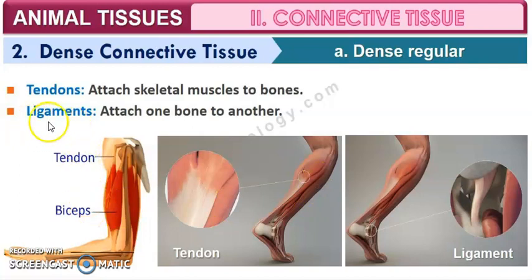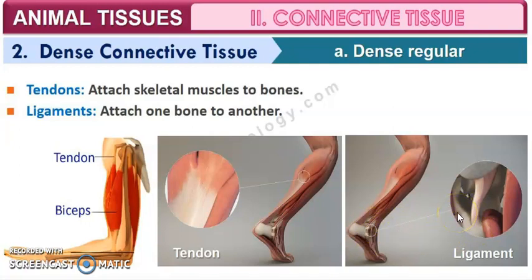And now coming to ligaments, these are the ones that attach one bone to another. Their function is to connect one bone to another bone; that is the work ligaments are doing, right? So they attach one bone to another. Clear, children? So this is the tendon. You can see it here also, and they have shown it here too. And you can see the ligament here. So it is one which attaches one bone to another.